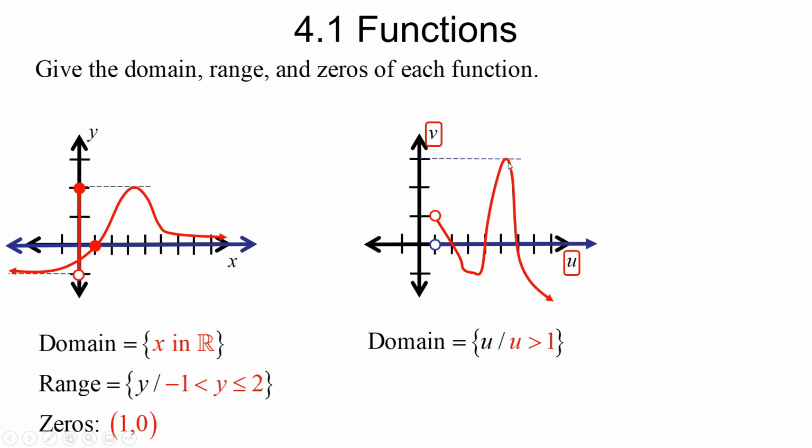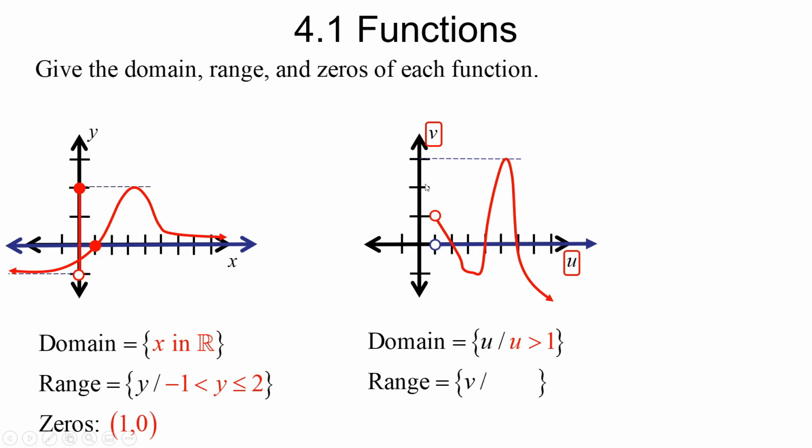Now the range. Well, it looks like I have a maximum, and then I'm going forever down. So the range is going to be, and we're talking about v's now, so the set v such that, and what is this v value up here at what looks to me like the max?